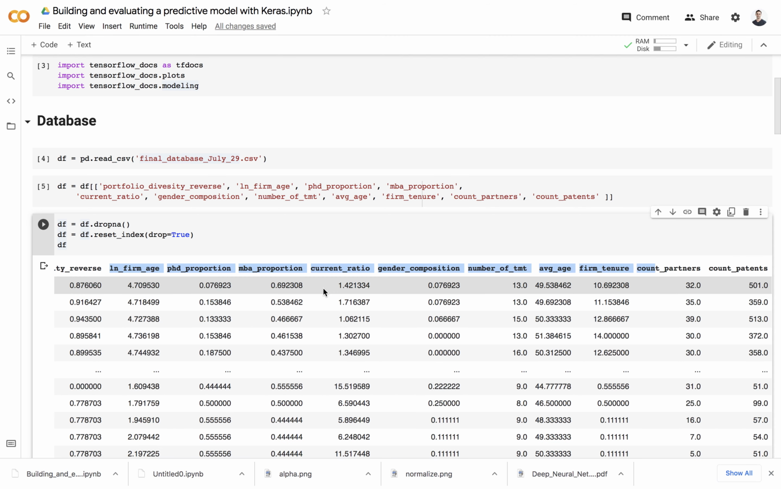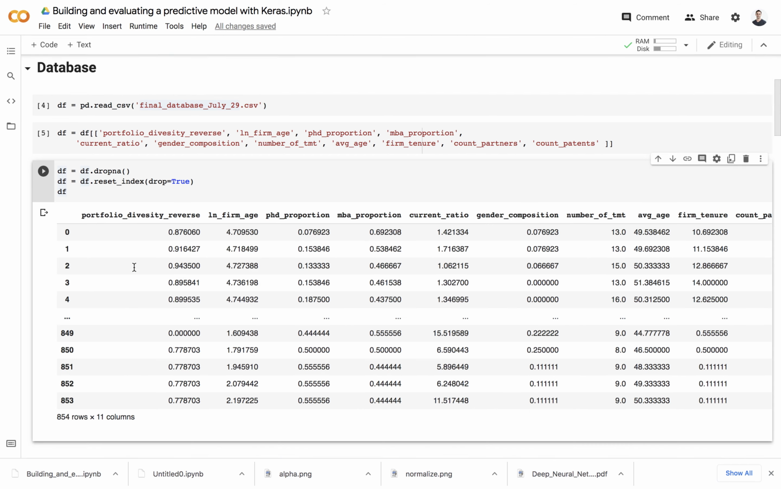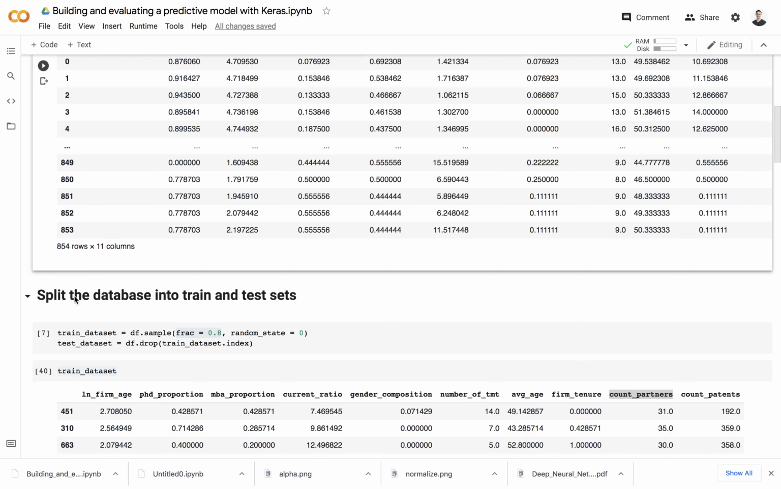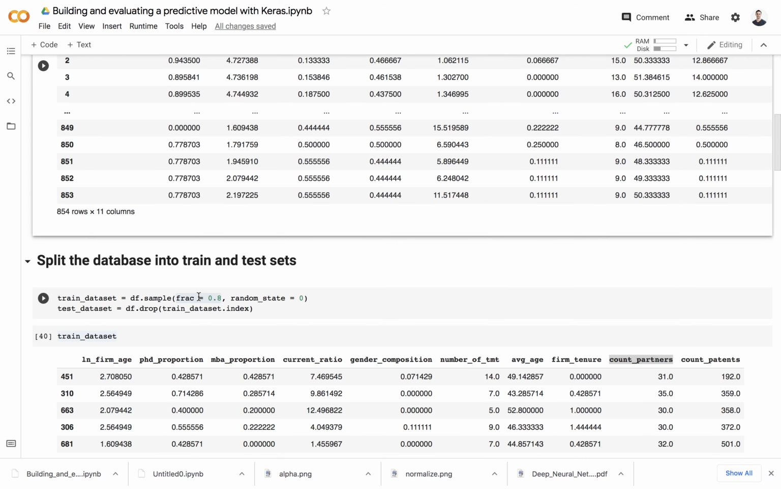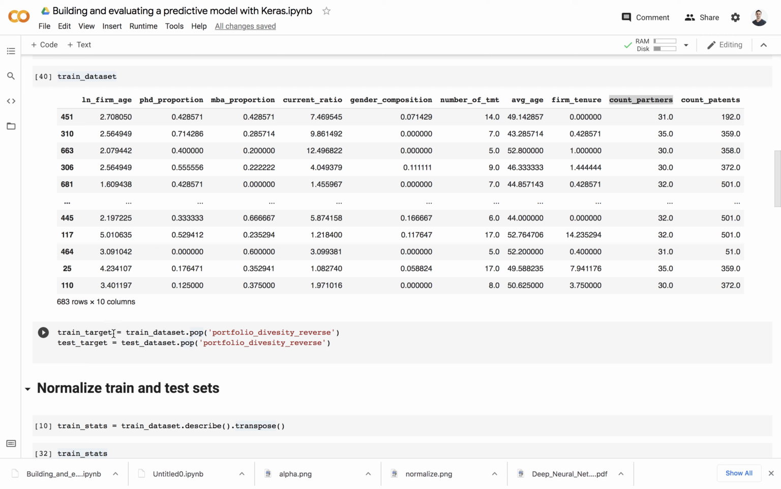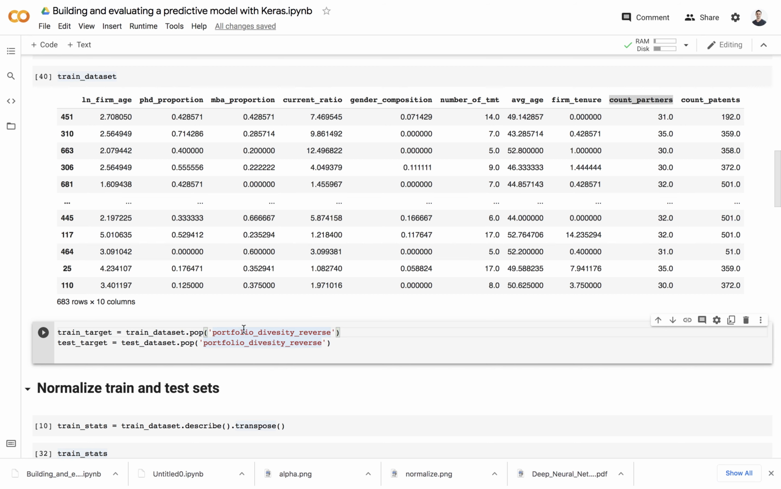Here I have firm-level and top management team level characteristics, and in total 11 variables including this target variable, and 854 observations. I have split the dataset into a train dataset and a test dataset. The train dataset has 80% of the observations, and the test dataset has 20%. The train target is the y variable of the train set, and the test target is the y variable of the test set. And these variables, of course, are portfolio diversity, as I mentioned before.